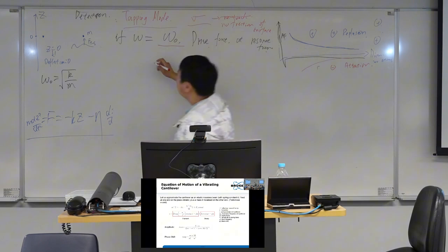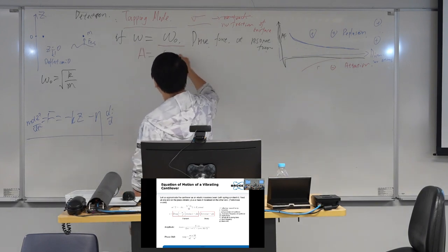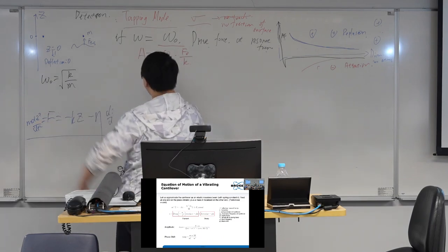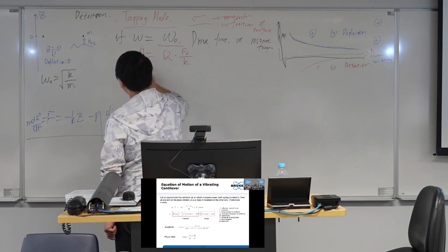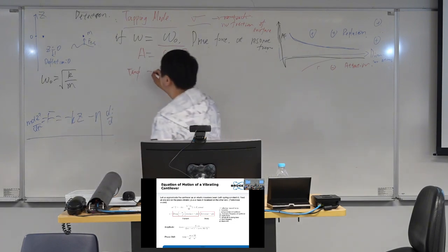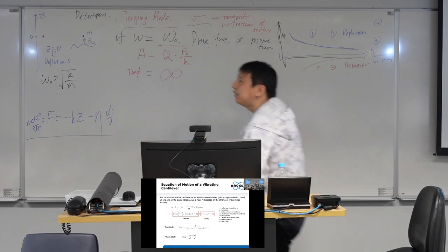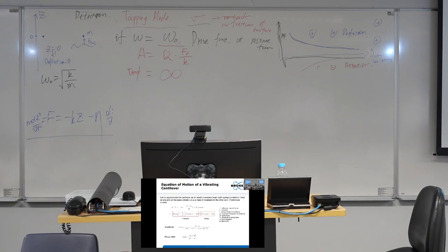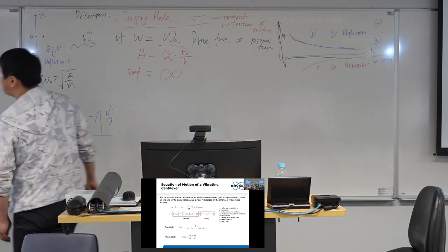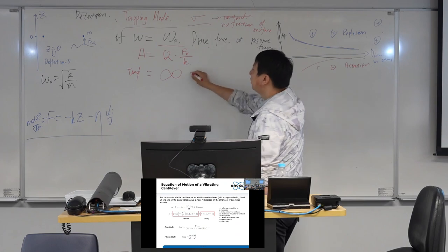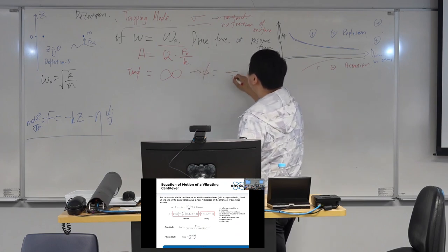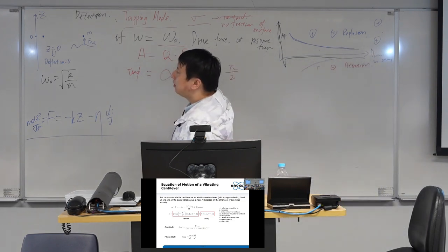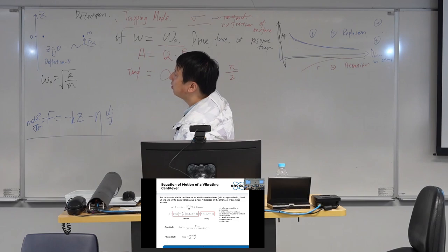So I write it down. The amplitude equals QF0 divided by K. As for the phase, you can calculate it by yourself. The phase, of course, the tangent of the phase will be infinity, because the drive frequency equals the resonance frequency. So the phase will be half pi. So we're talking about the resonance.